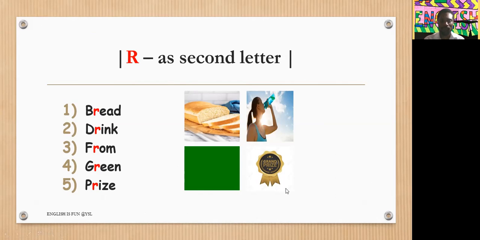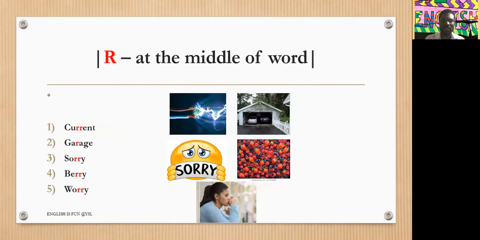Price. You can see from the five words that R is actually the second letter, and of course it's sounded. You sound the R in it: bread, drink, from, green, price. We are still going to do a kind of random sentence formation in this one, just to put them in use.